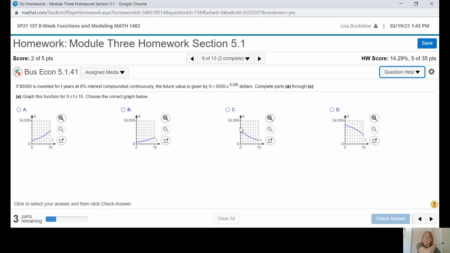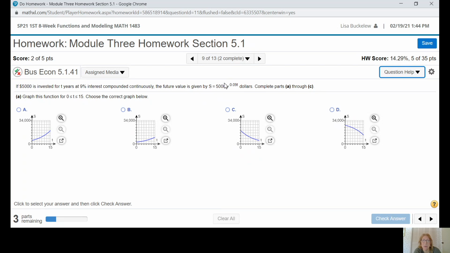I know when you go to the question helps, it has you fill out a chart first, and figuring out what the chart of values is does help you to figure out how to set your window settings. But I'm going to be kind of lazy since all 4 of these choices have the same window settings. I'm just going to use that and put it straight into my calculator. So x runs from 0 to 15, and y runs from 0 to 34,000.